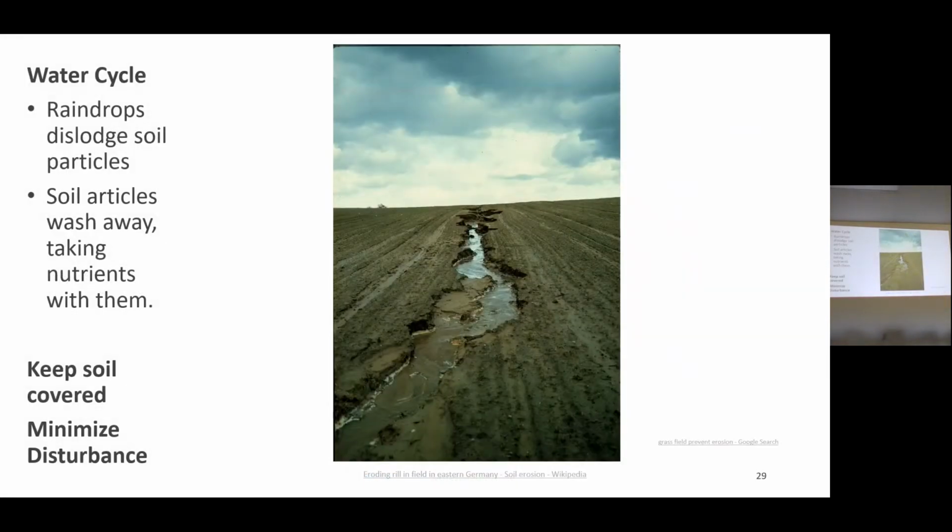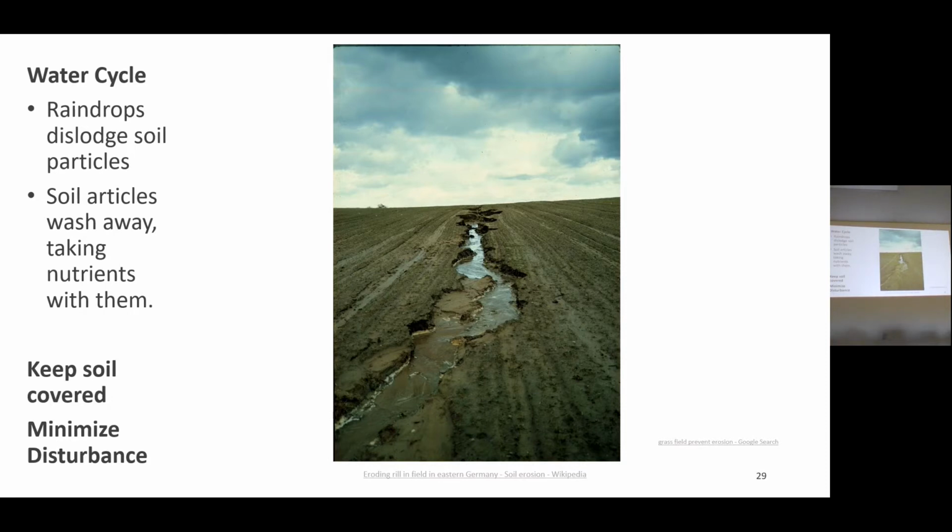Okay, so when it comes to the water cycle, if you have bare soil out there, that water that hits either from rain or from irrigation lands on bare soil. The impact of that raindrop can dislodge soil particles. And once they're dislodged, they can be blown and washed away with water. As they roll through that field, they dislodge other soil particles, and pretty soon you just have a muddy river coming out of your field, taking your topsoil with it.